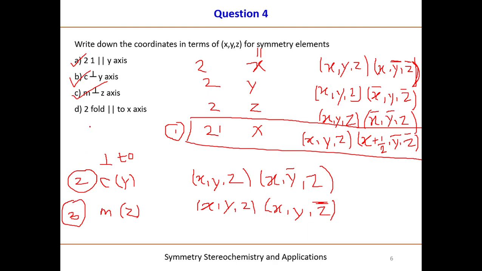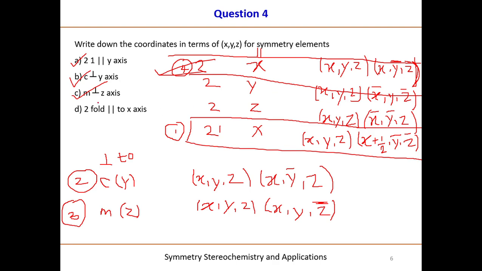The fourth and last one is given here: twofold axis parallel to the x-axis. As I told you, this is the twofold axis parallel to the x-axis, the very first example. So this is the correct answer for the fourth one. If the twofold axis is parallel to the x-axis, we will write in terms of x, y, z coordinates: x, y bar, z bar. So this is the answer for these questions.